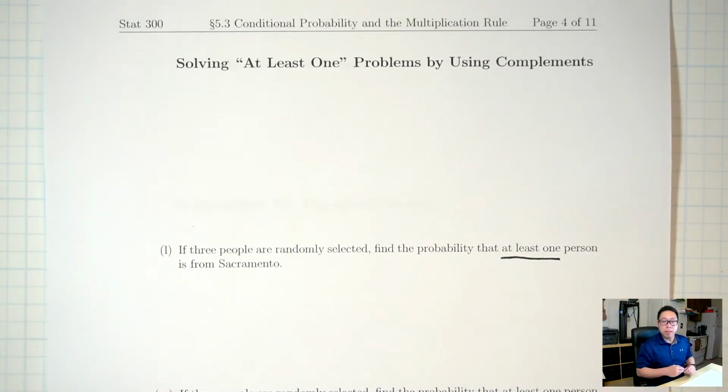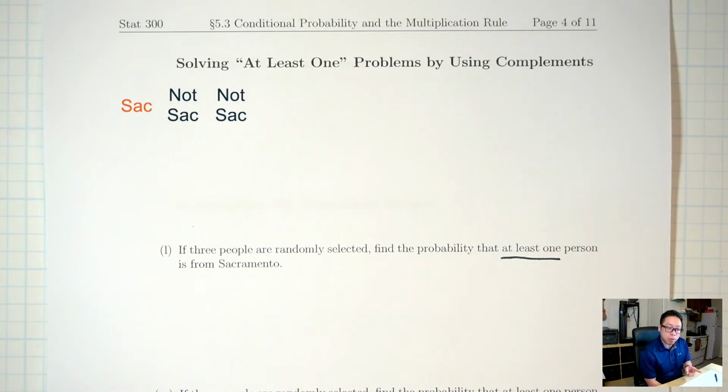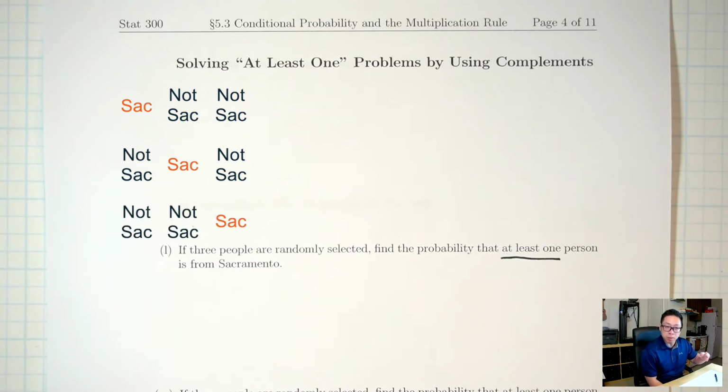What does at least 1 mean? At least 1 means 1 or more, right? So if we're talking about 3 people, it could mean 1 person is from Sacramento, it could mean 2, it could mean 3 people are from Sacramento. And it's actually even worse than that, because when I say 1 person is from Sacramento, there are many possibilities there, right? It could mean the first person is from Sacramento and the other 2 are not. It could mean the second person is from Sacramento and the other 2 are not. It could mean the last person is from Sacramento and the other 2 are not. So that's 3 possibilities right there.